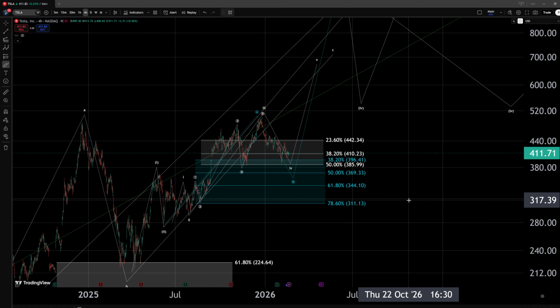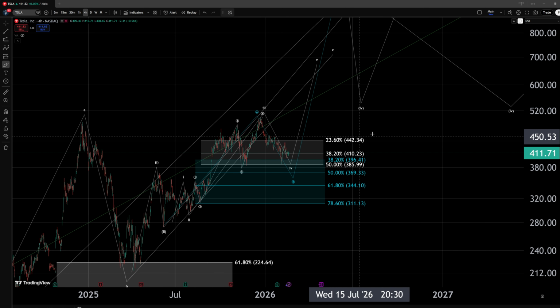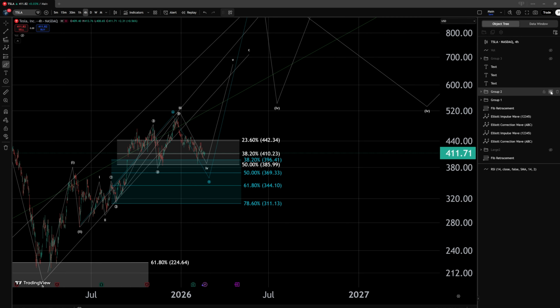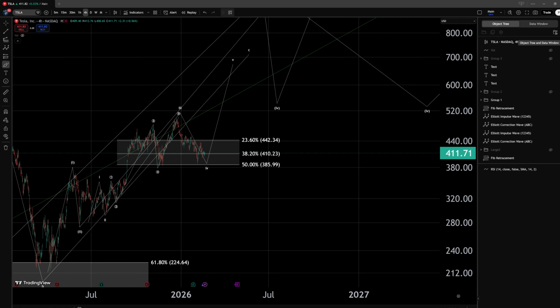Now, before we go into the smaller time frame, I will remove this diagonal structure in the wave C from the chart because we want to have a more clear focus.